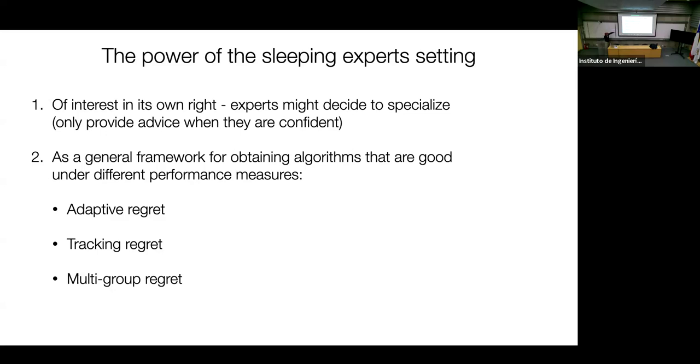Hopefully the first point I convinced you of is that it's nice that experts have the freedom to decide whether they give advice or not. In the real world, experts might decide in a certain round, I'm going to abstain, I don't have anything useful to say. Or imagine a problem called online shortest path, where every day you're deciding how to go from home to work along some graph, and edges have costs. Every path, the sum of the edge weights, corresponds to travel time and gives you the cost of the path. Tomorrow, a given path might not exist because there's construction. So actions or experts can disappear and might come back later.